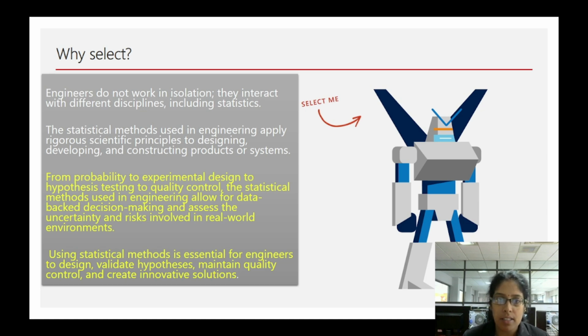So why do we have to apply statistics? As we have already discussed, we have talked about many machine learning courses which use statistical tools. Here we talk about probabilities, from experimental design to hypothesis testing to quality control, and the statistical methods used in engineering for data-backed decision making and to assess the uncertainty and risk involved in real-world environments.